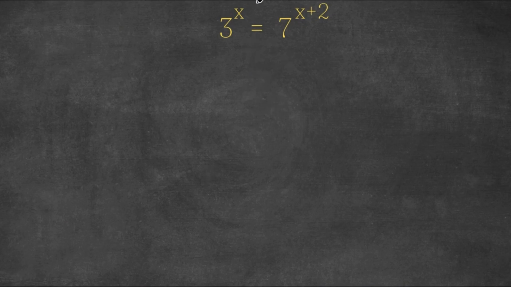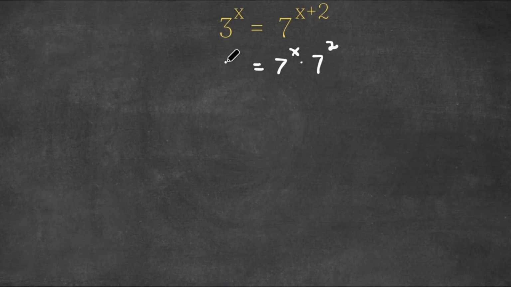In today's video, I'm going to be teaching you guys how to solve this exponential equation. So we have 3 to the power of x is equal to 7 to the power of x plus 2. Now, 7 to the power of x plus 2 can be rewritten as 7 to the power of x times 7 squared.